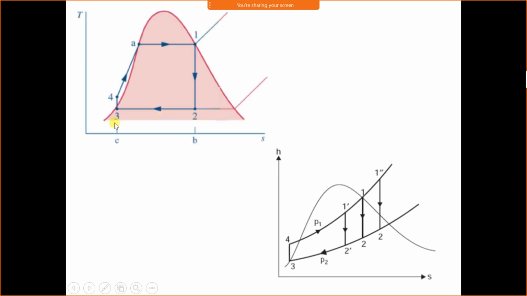This is a TS diagram. This red line represents the saturation curve.